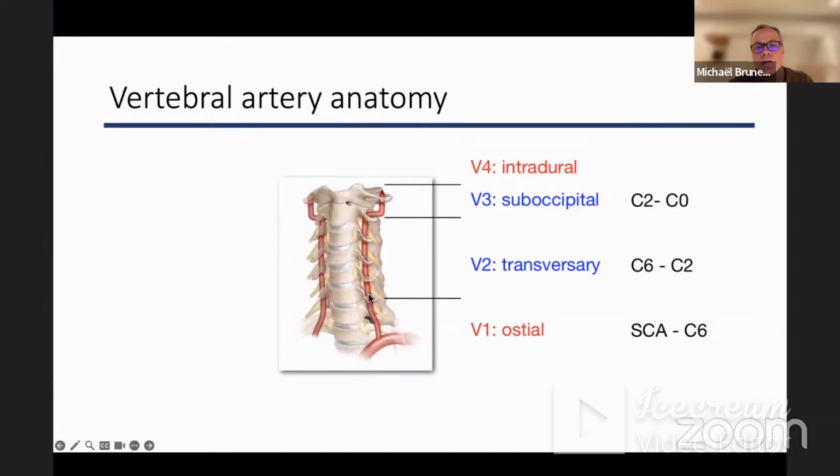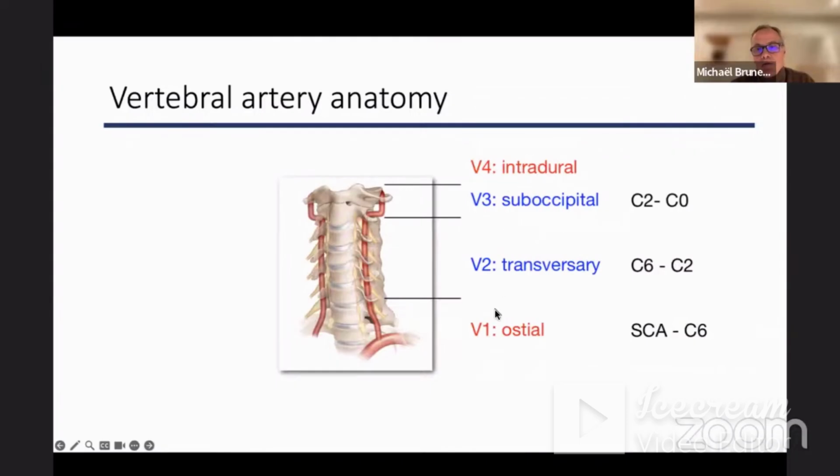Then the vertebral artery has an ascendant trajectory, which is called the V2 or transverse artery segment, because the vertebral artery moves into each transverse foramen from C6 to C2. At the level of C2, the vertebral artery makes a lateral loop, then an upper loop, and then turns to enter the dura mater at the level of the foramen magnum. This segment is called the V3 segment or suboccipital segment. And then intradurally, you have the V4 segment.